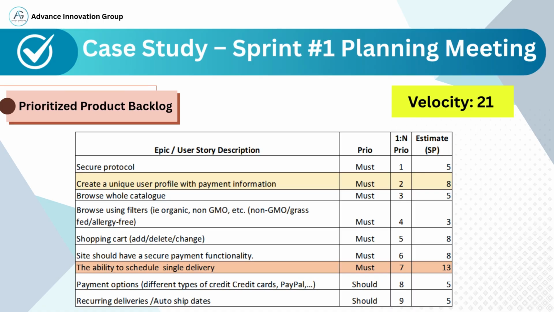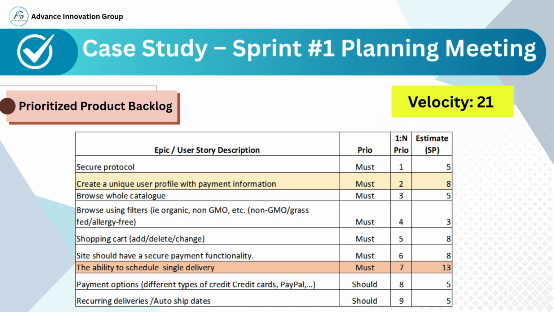prioritized product backlog. Here we see a list of epics, or user stories, each assigned a priority level, must or should, a relative ranking, 1 to n priority, and an estimate in story points, SP. The velocity for this sprint is 21, which means the development team has the capacity to complete 21 story points worth of work in this sprint.